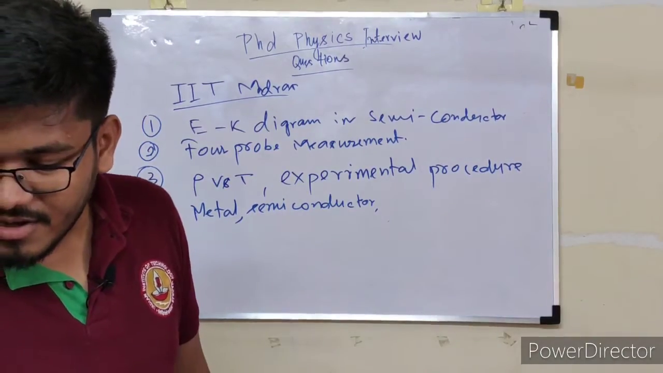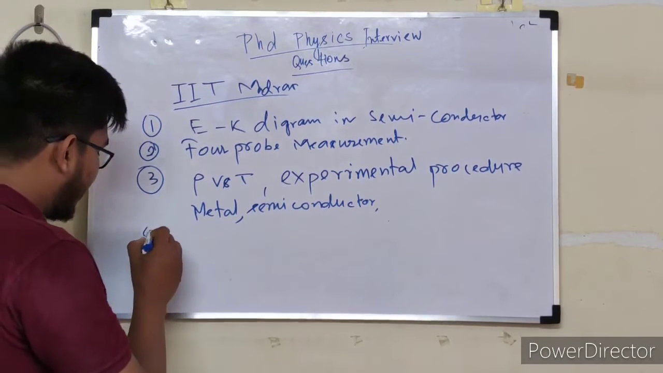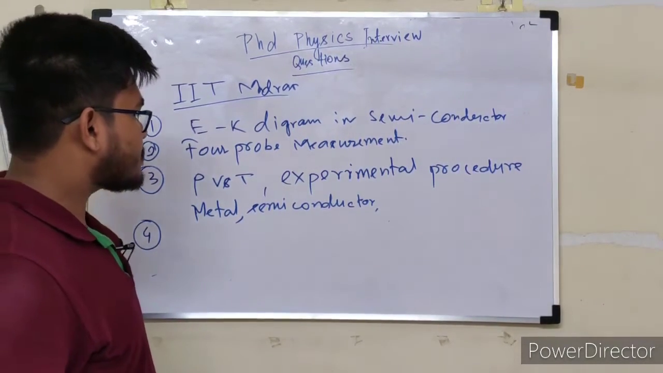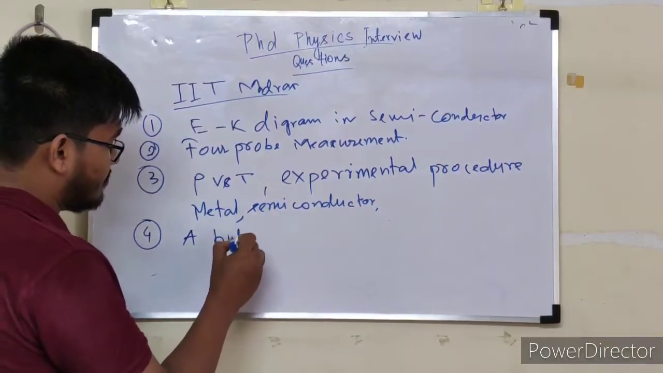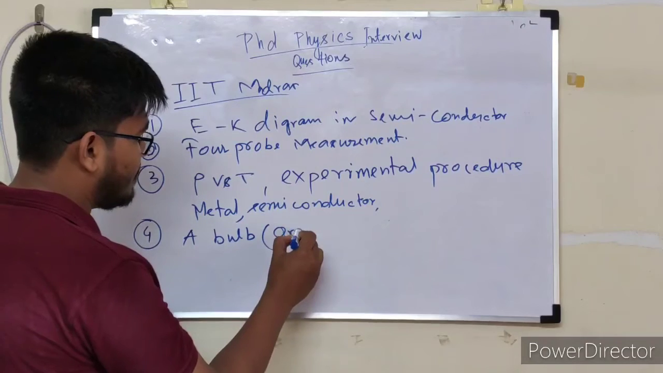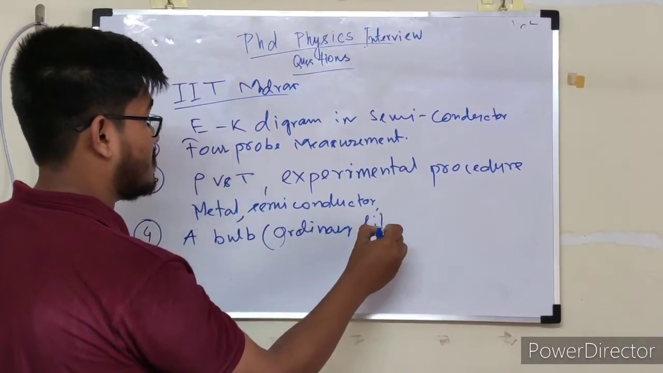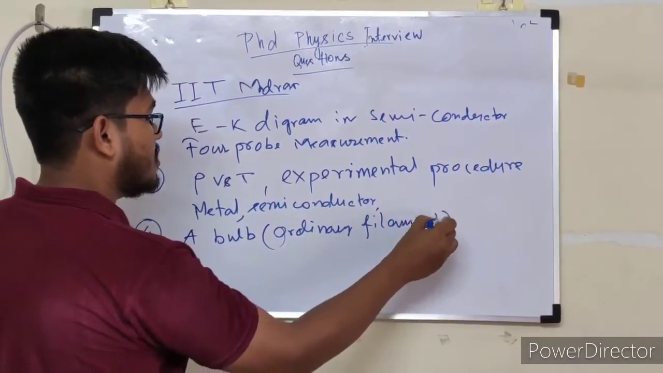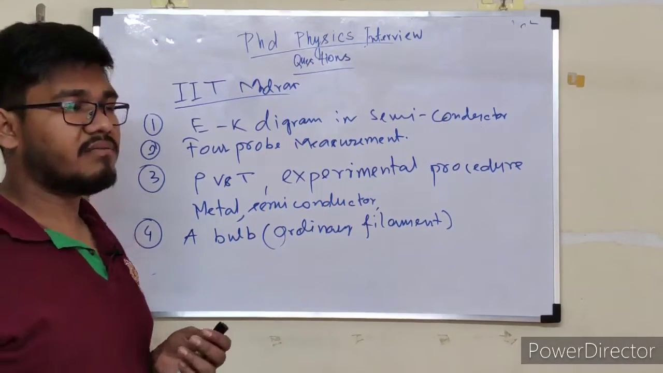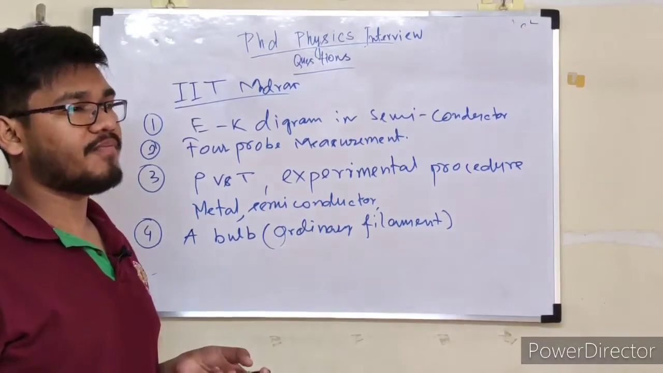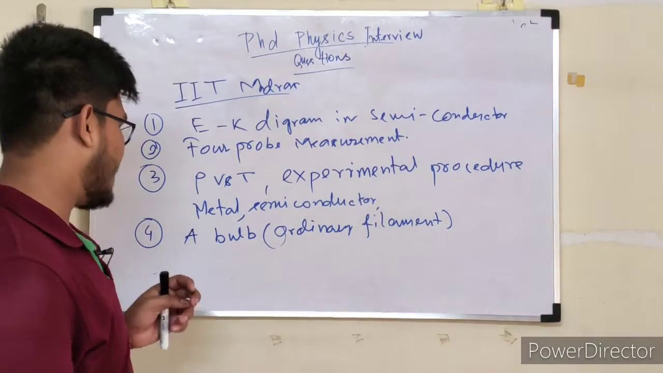Don't fumble. The fourth question was a tricky kind of question, and I was able to answer it. The question was that they will give you a filament bulb, an ordinary filament bulb. Then the question was how can you generate a UV source out of this filament bulb. That is, how would you change the power of the setup. Will you increase or decrease it?